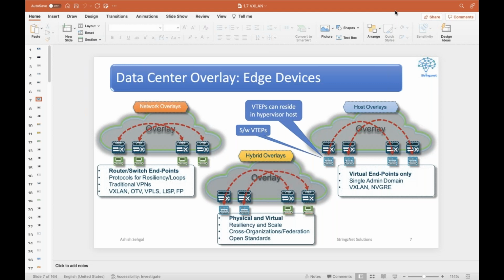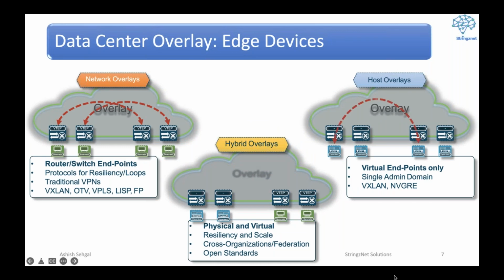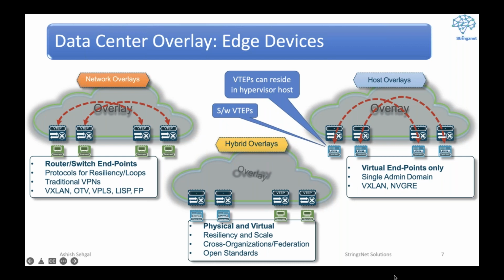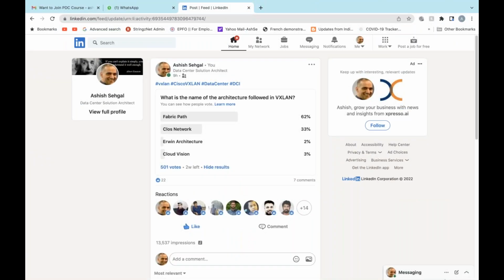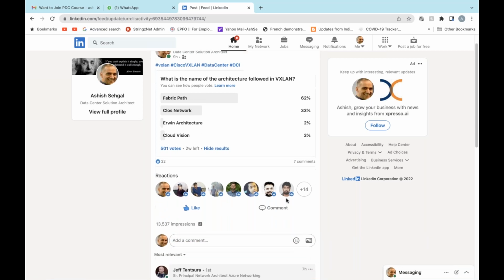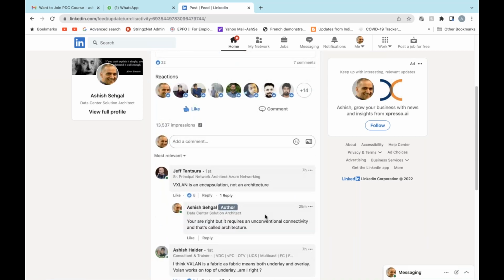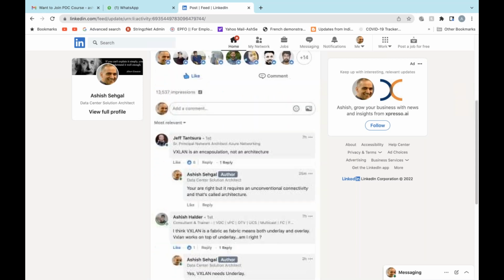Okay, wonderful. So guys, this is just an introduction of our dear VXLAN, which is nothing but an overlay. I would appreciate you guys to please comment on the question which I put, and I really appreciate those friends of mine who have entered into a very good communication and discussion about VXLAN. So guys, this is an interesting way to learn a technology. My friend Jeff Tantsura said VXLAN is an encapsulation, not an architecture. And I have answered him. You please address the concern.